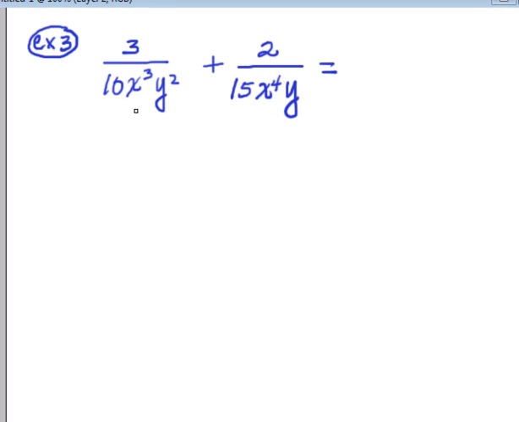In example 3, we're adding rational expressions, and we have to get a common denominator. So we'll do that. First we look at the coefficients, and we ask, what's the common denominator for 10 and 15? That would be 30. 30 is the smallest number that 10 divides into and 15 divides into.